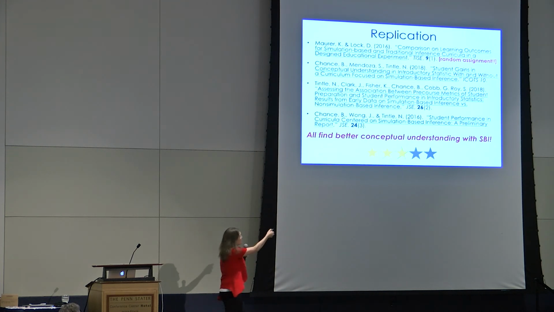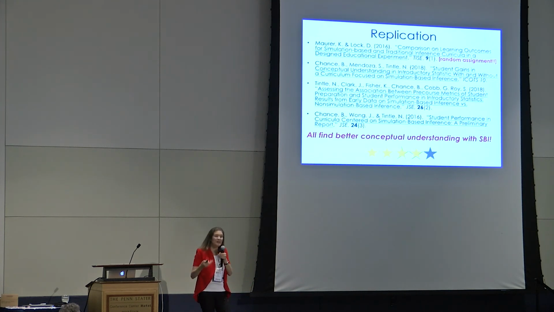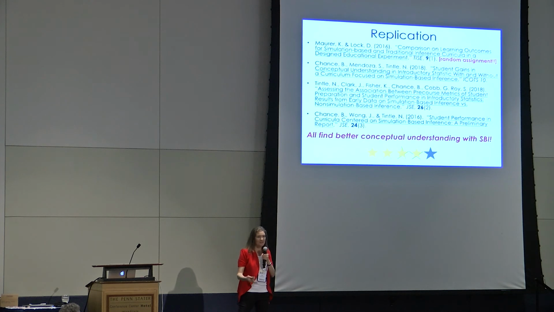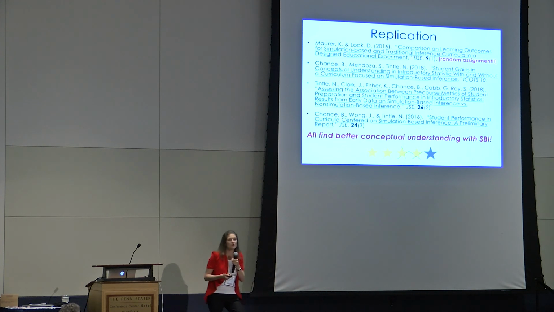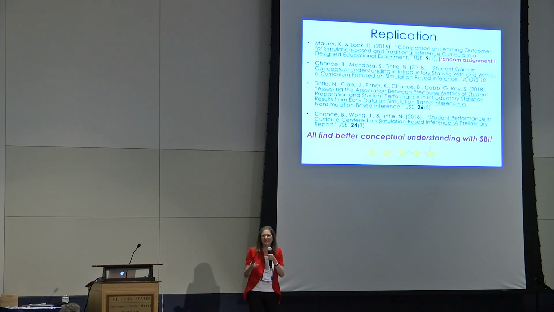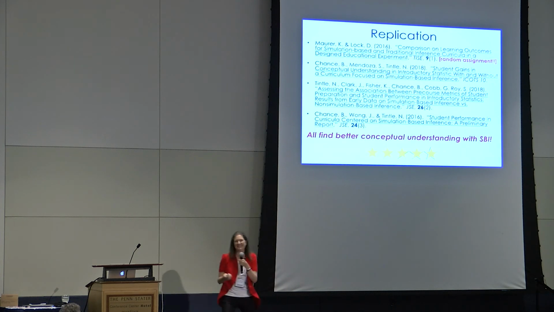Random assignment, they used random assignment at Iowa State. That gives us 4 stars. Replication by independent researchers. Here are at least 3 different groups who have used completely different students, different curricula, different assessments, different institutions, and all are finding kind of the same message that SBI improves conceptual understanding. Is that a fair assessment of your star system? I don't want to put you on the spot, but yeah.